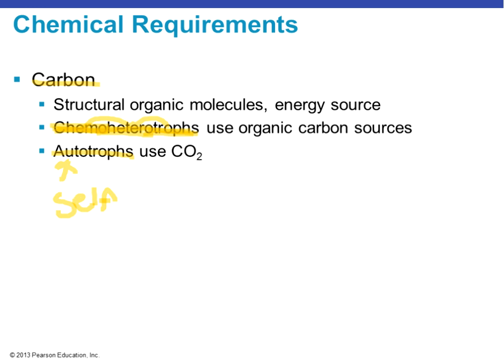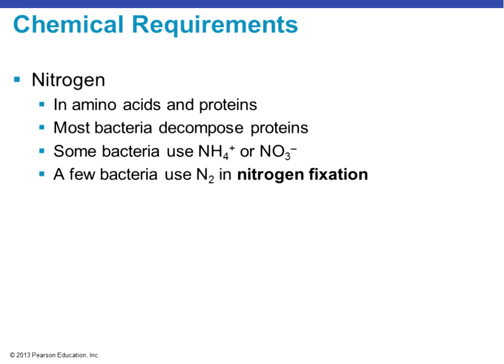Autotrophs can feed themselves. They'll also use carbon, but they'll use the carbon in the form of carbon dioxide. There are some bacteria, as we talked about in Chapter 4, that can undergo photosynthesis like plants, and they would be considered autotrophs. If a bacteria cannot undergo photosynthesis and has to use something like carbon in the form of glucose to get energy, it's considered a chemoheterotroph. It had to eat something else in order to meet its chemical requirements.